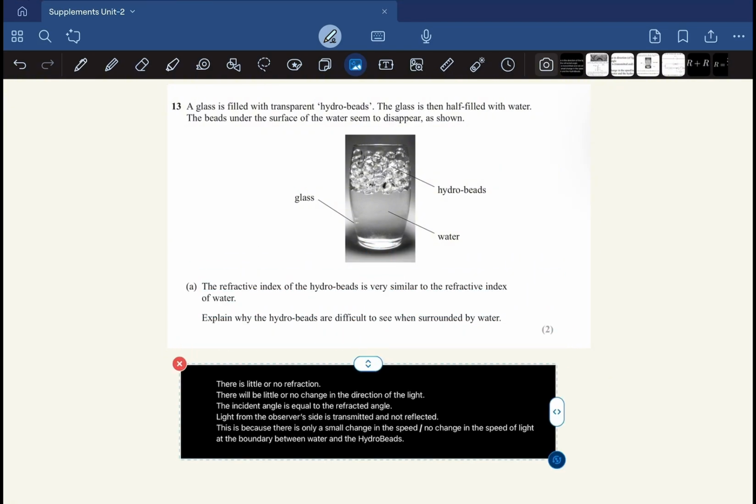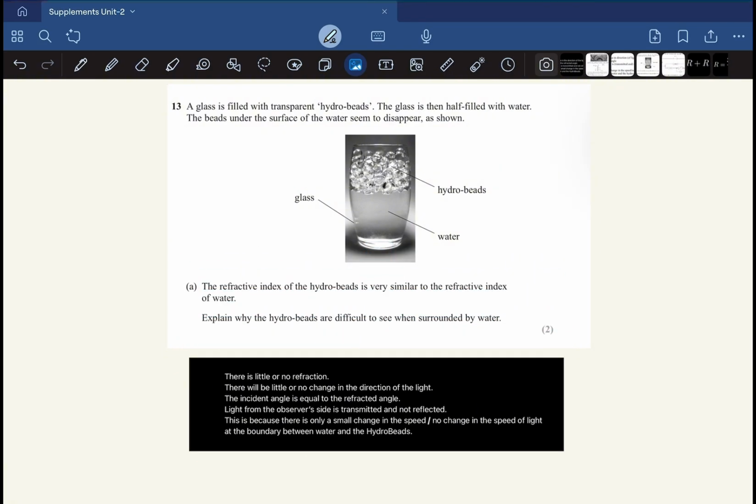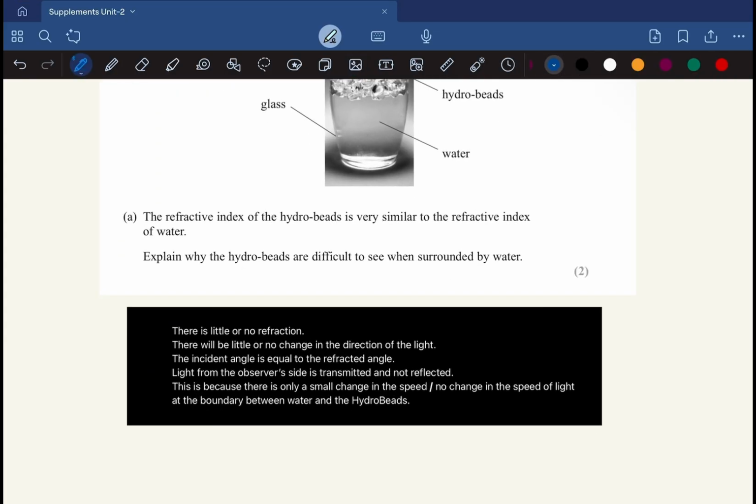Now here you can check the answer. I have written there is little or no refraction. We know there is no refraction, and there is also no change in direction of the light, right?